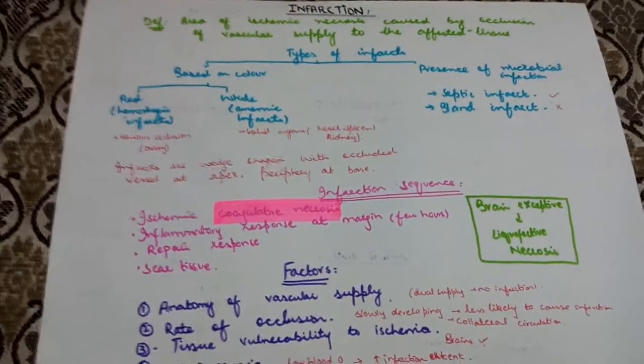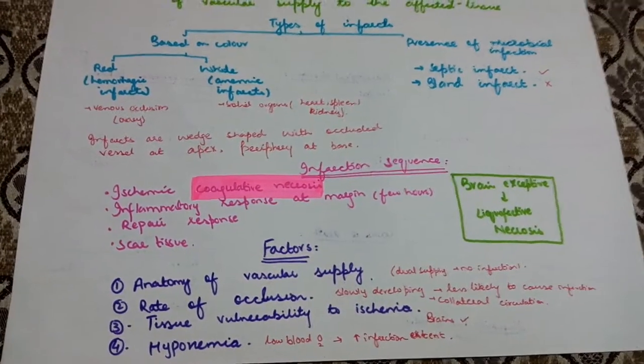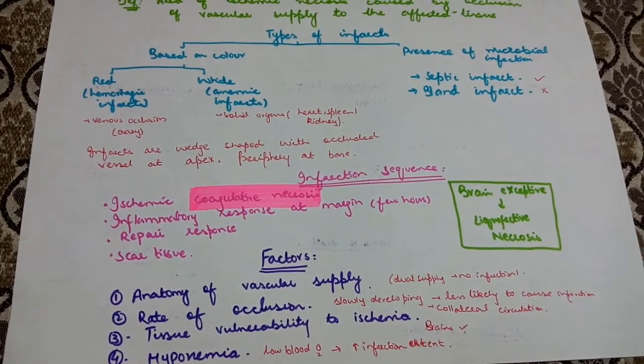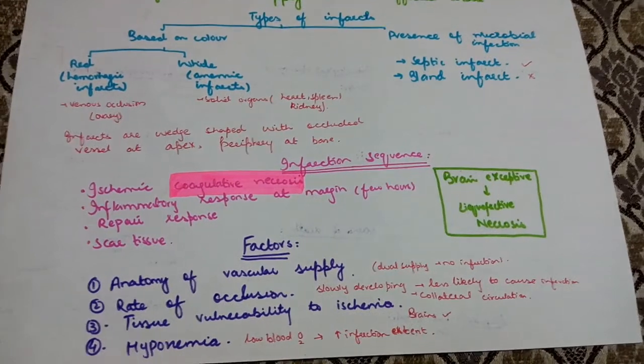In red hemorrhagic infarcts, there would be venous occlusion, for example in the ovary, and in white anemic infarct, there would be a solid organ, that is heart, spleen, or kidney, involved.